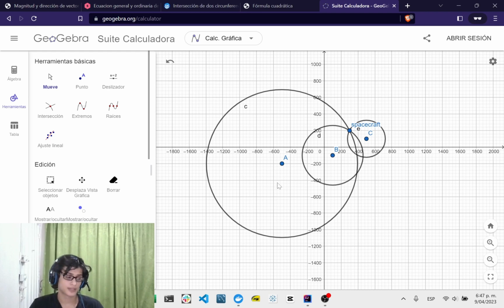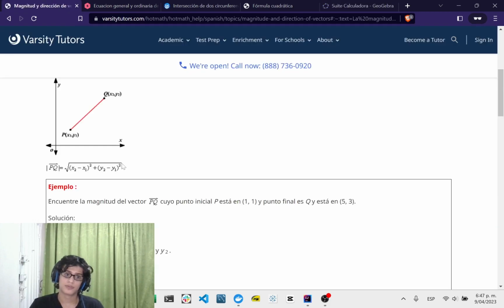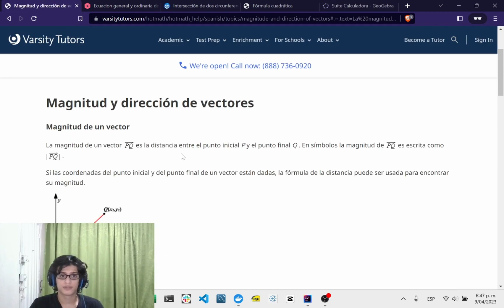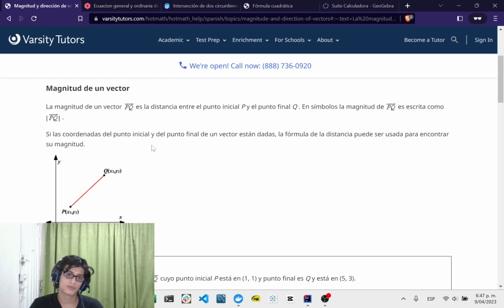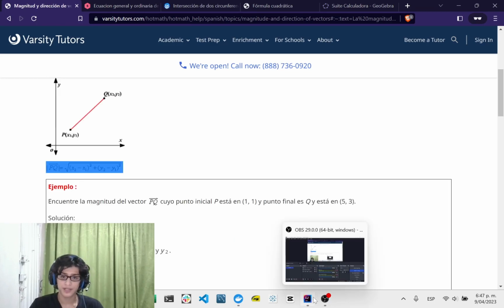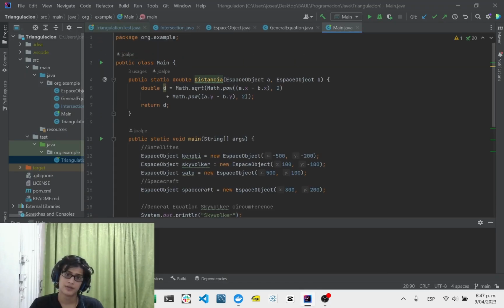The first step is to get the radius of this circumference, and this. The radius is, for example, the magnitude from this point to this point. So I'm going to use the formula to get the magnitude of a vector. I apply this formula here with this function.